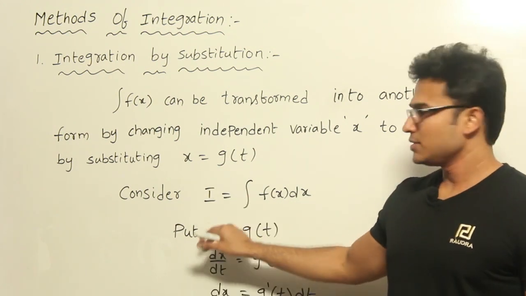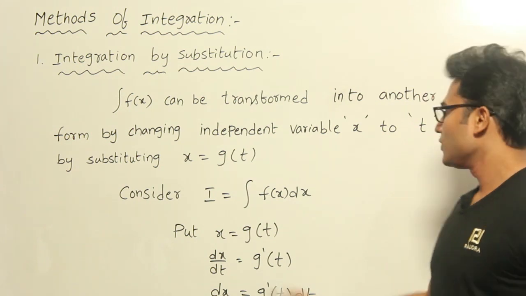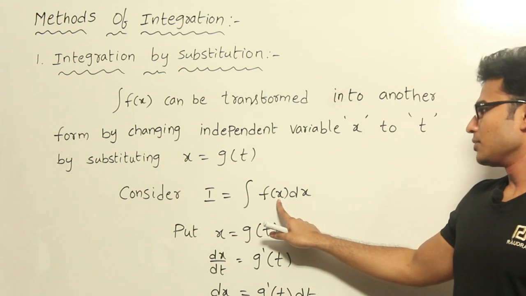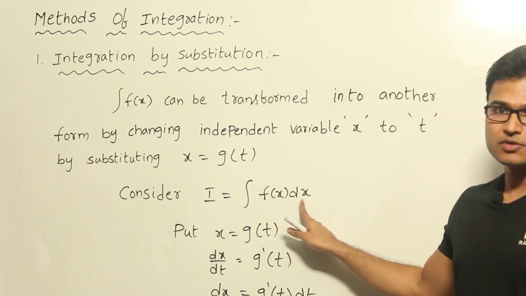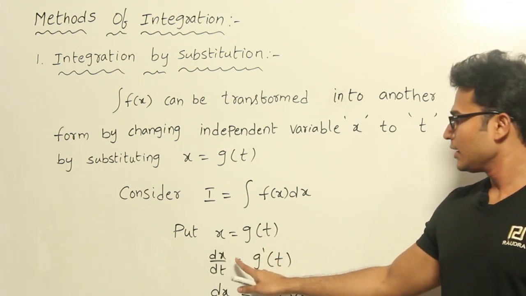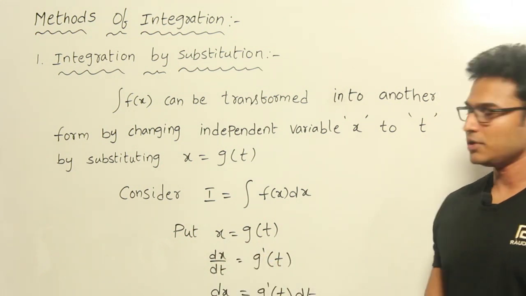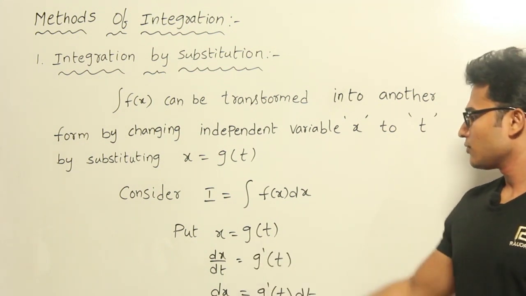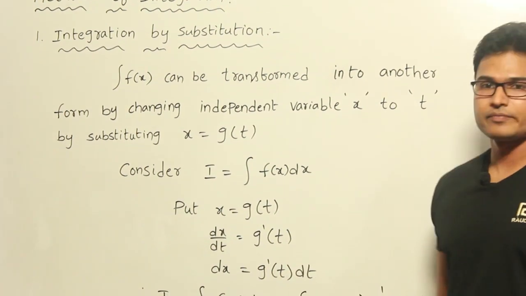Now for example, consider the integral f of x dx. How to change it: if you substitute x equals g of t, then what happens to dx? You should also talk about this. So in place of x, if you write g of t, then differentiate both sides with respect to t, and you get dx by dt equal to g dash of t. From that you get dx equal to g dash of t into dt.